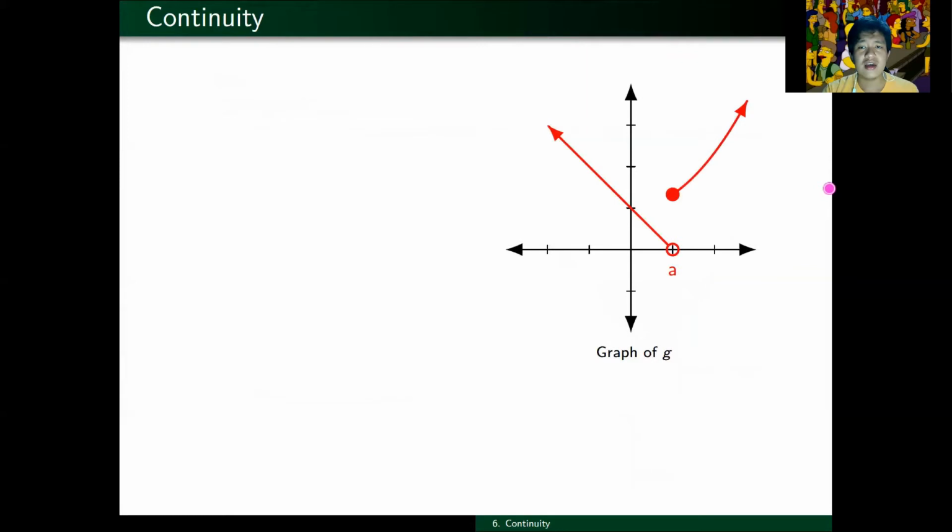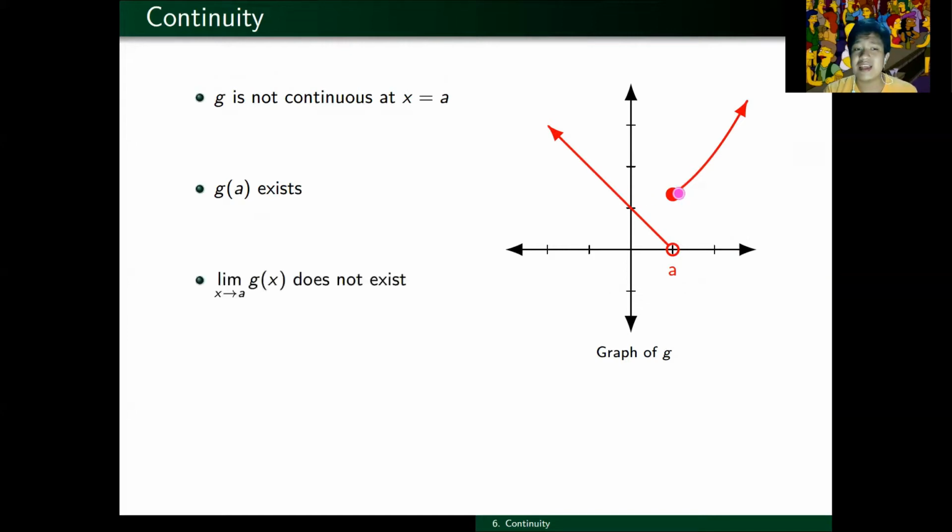Ito naman, ganun din, hindi pa rin siya continuous at a, itong function na to, kasi nagkaroon tayo ng jump, hindi tuloy-tuloy. Pero, g of a exists this time. Ito siya, meron tayong function value assigned kay a, which is this one. But still, yung limit as x approaches a ay hindi nag-e-exist since magkaiba pa rin po yung limit from the left. Pupunta rito ay yung limit from the right.